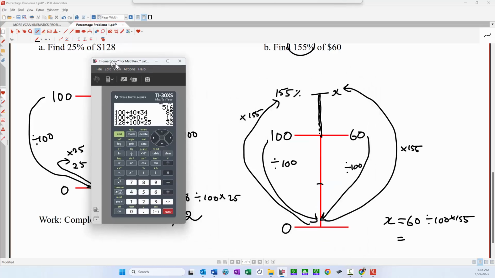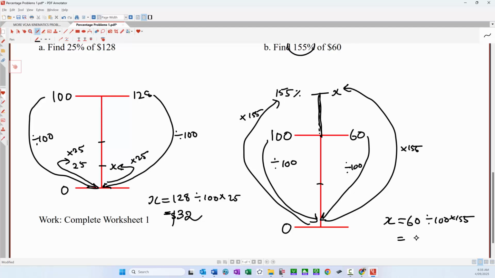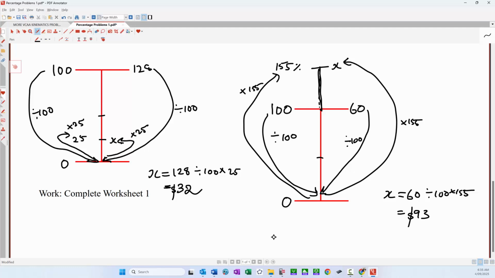Alrighty, let's reveal what it's going to be. 60 divided by 100, multiplied by 155, 93. So 155% of 60 bucks is not about $93, it is $93.